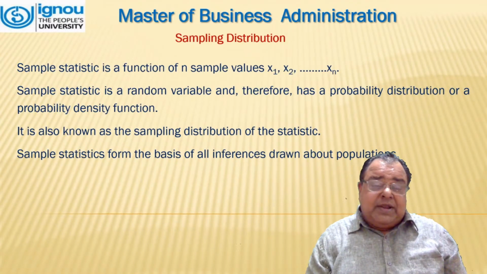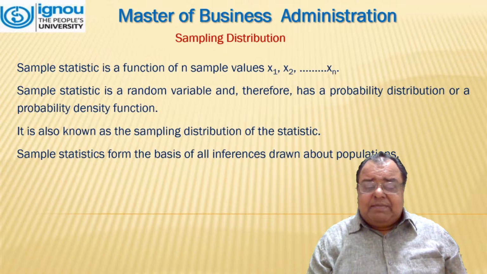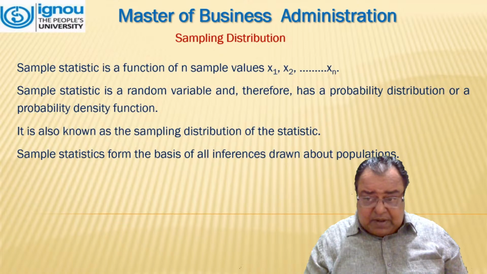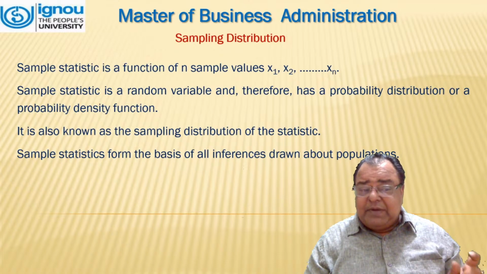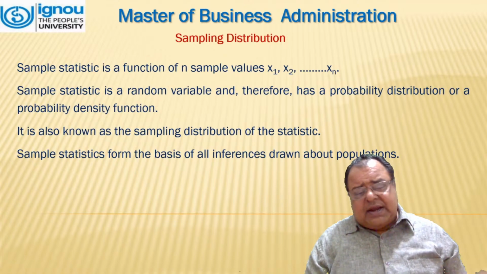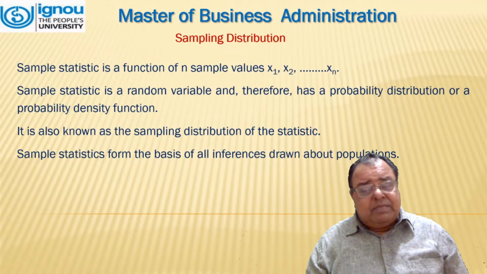Now comes sampling distribution. A sample statistic is a function of the n sample values x1, x2 till xn. A sample statistic is a random variable and therefore has a probability distribution or a probability density function. In short, we call this PDF. It is also known as the sampling distribution of the statistic. Sample statistics form the basis of all inferences drawn about the populations.